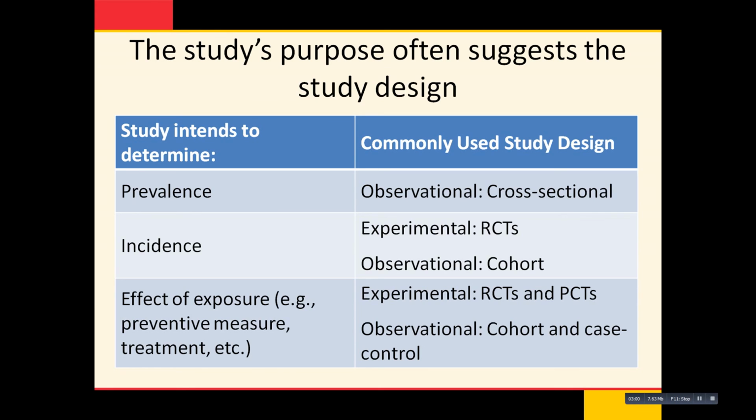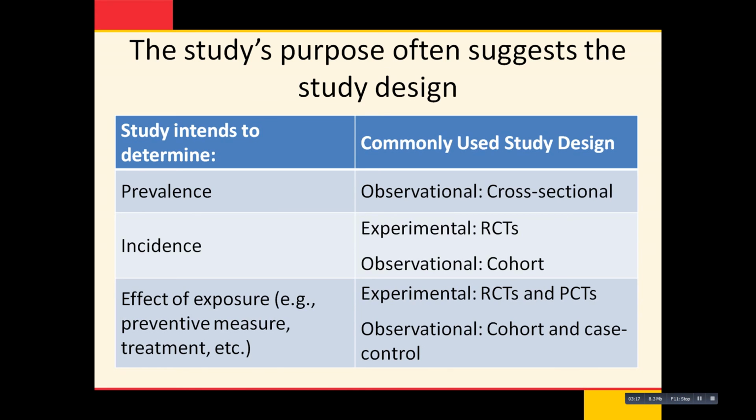We randomize them to treatment A or treatment B and see who gets the outcome. And so if there's a placebo group in the experimental arm of the RCT, that may help provide us with incidence. So again, two different study designs that could help us with incidence. Prevalence, we often think of cross-sectional.